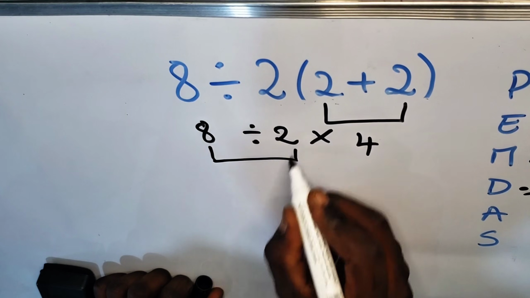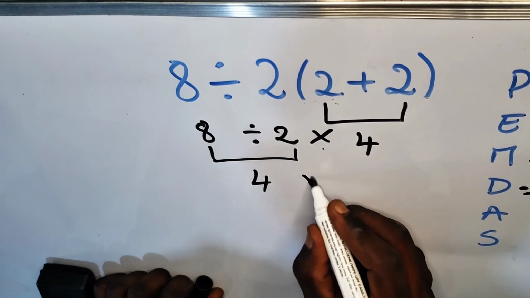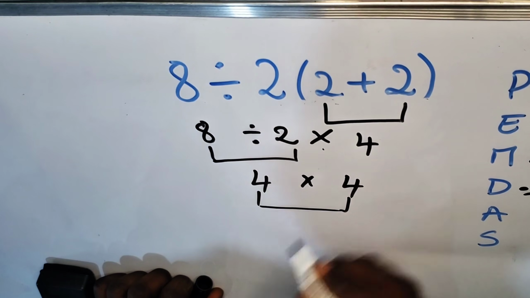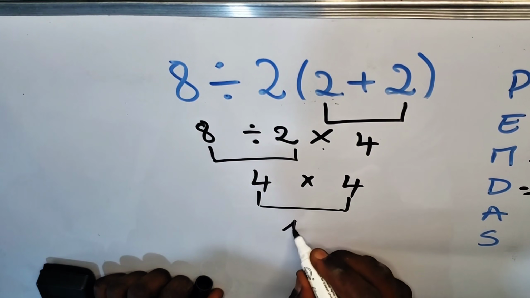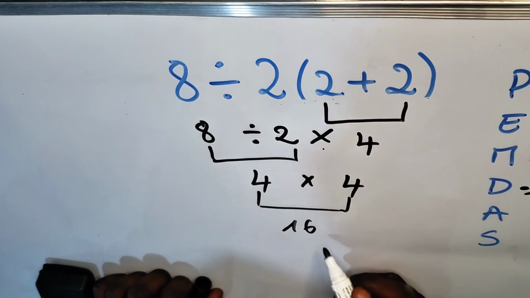8 divided by 2 is equal to 4. We're going to take this down here. That's 4 multiplied by 4. And finally, 4 multiplied by 4 is equal to 16. So this is the solution to this math problem.